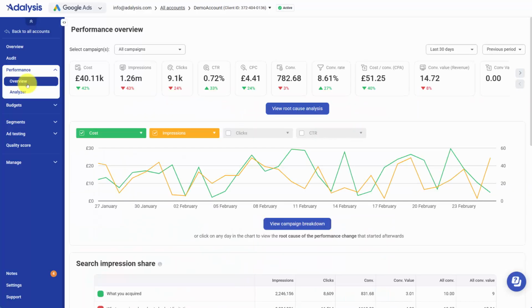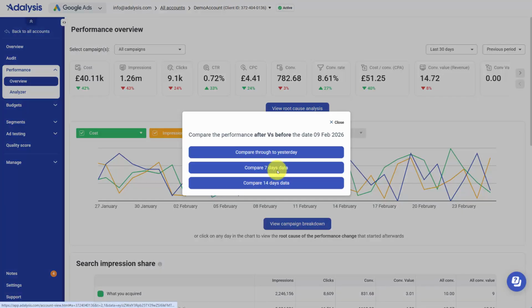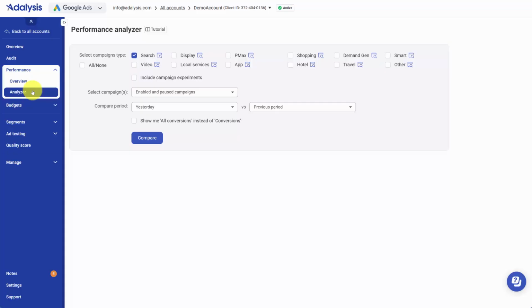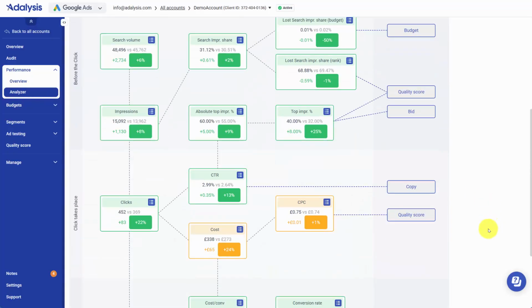Now, if you're in the performance overview and you're looking through various charts and seeing what is going on in the account and what that trend looks like, if you stop at a point and click on it, then you can also jump right to the Performance Analyzer to do a comparison of that period based upon the data you're looking at.